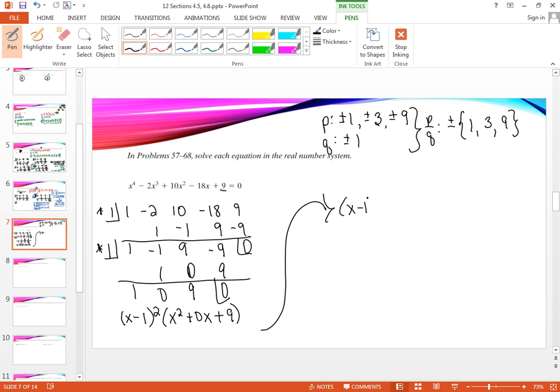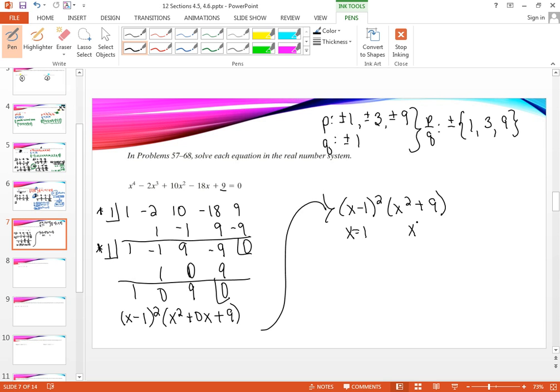So (x − 1) quantity squared times (x squared + 9). If it said to factor it completely, that's factored completely. x squared + 9 is a sum of squares. It doesn't factor anymore. So if it was asking for the totally factored form, that would be it. Okay, so we know we get the 1 from the first factor.